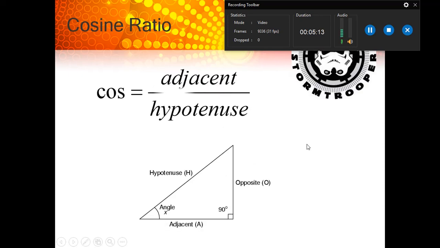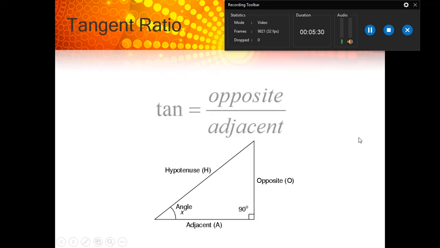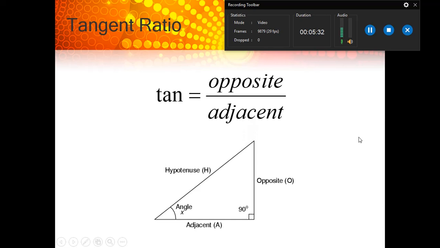The second ratio is called the cosine ratio. We do abbreviate it as COS. We still call it cosine. The cosine ratio always compares the adjacent side to the hypotenuse. And the third ratio is called the tangent ratio. We abbreviate it as TAN, and we're always comparing the opposite side to the adjacent side.